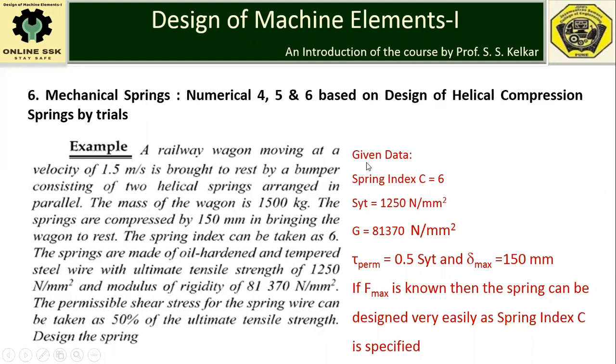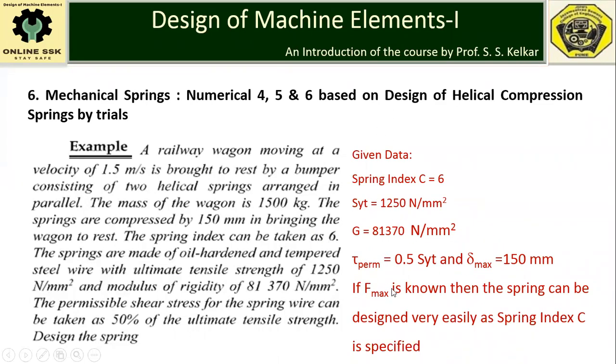Based on this, let us enlist the given data. Spring index is specified as 6, SUT is 1250 Newton per millimeter square, G is 81370 Newton per millimeter square. Tau permissible is half of the SUT. By mistake, I have written SYT, it should be SUT. Delta max, the maximum deflection of each of the individual springs, is 150 millimeters. Here, spring index is specified, therefore no need to conduct the trials. Directly we can solve this numerical.